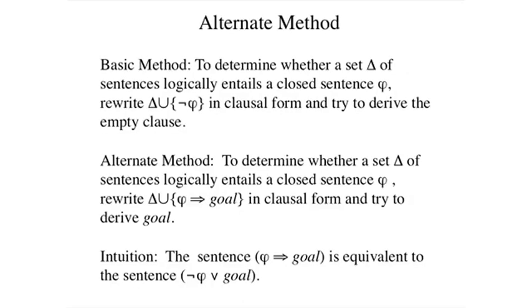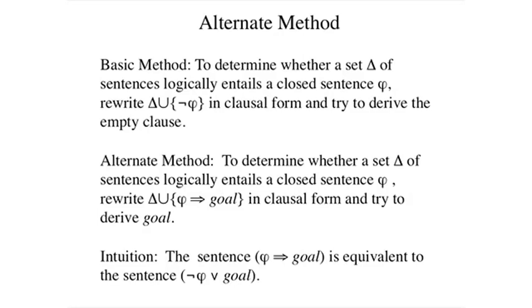Okay, now let's take this basic method and modify it just slightly. Instead of adding the negated goal phi to our premise set, we add a sentence of the form phi implies goal. In doing so, we're saying that if phi is true, then the conclusion goal is true. Having done that, we convert to clausal form and we apply resolution.